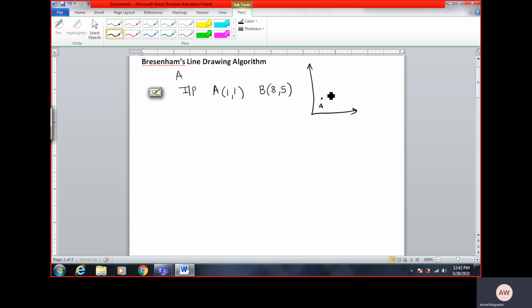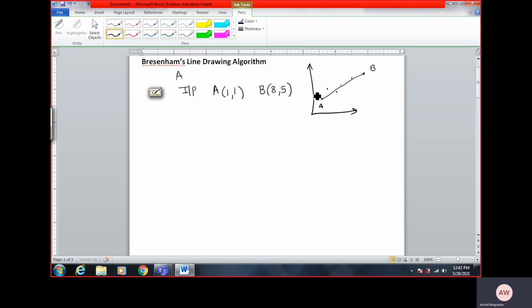Then we have to find the points from A. We have to go to the right side and find the different points, either a little bit above or a little bit below. In this way, we have to reach the point B. So here is a line from A to B.